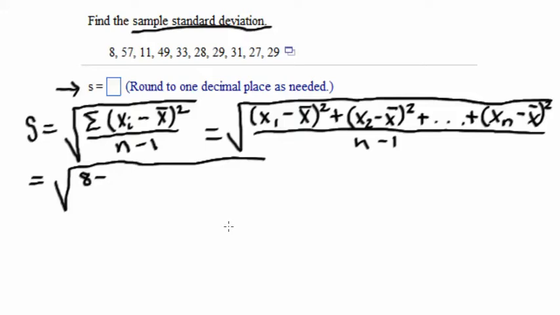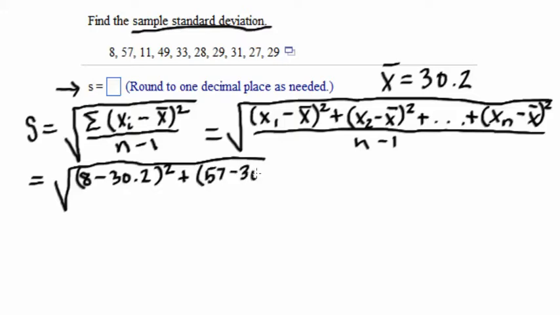Add them all up, and how many values are there? There's 5, 6, 7, 8, 9, 10 values. So the sample mean, x bar, I'll just write this up here, x bar is equal to 30.2. So we're going to subtract 30.2 and square that. And we're going to do the same thing with 57 minus 30.2, and we're going to square that.